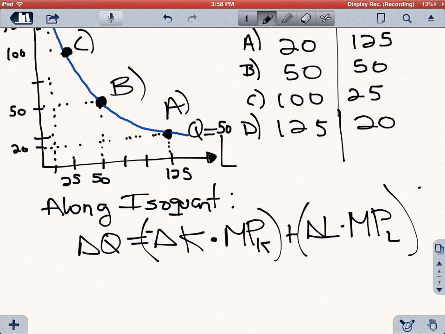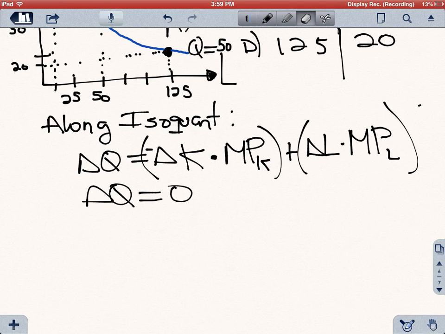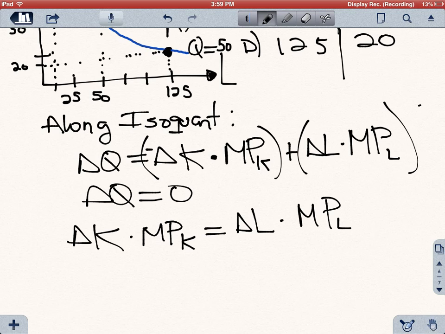So in essence, what you have is that the change in output is going to be equal to the marginal productivity of capital times the change in capital, plus the marginal productivity of labor times the change in labor. But you already know that the change in output along an isoquant is 0. So essentially, along the isoquant, these two terms are equal in magnitude, right? Because if the change in output is 0 and I bring one of these terms to the other side, what I have is this: change in capital times marginal productivity of capital equals change in labor times marginal productivity of labor, with the sign flipped.